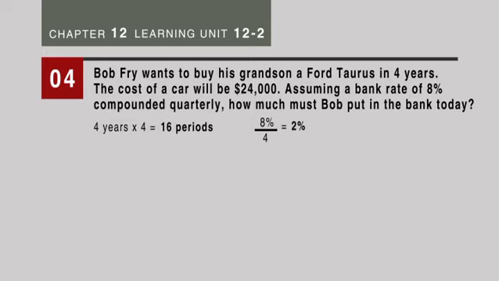We look up 16 periods at 2% on the present value table. We get 0.7284. Multiply that by 24,000. It shows we need to invest $17,481.60 today in order to have it grow to $24,000 in that 4-year time period.